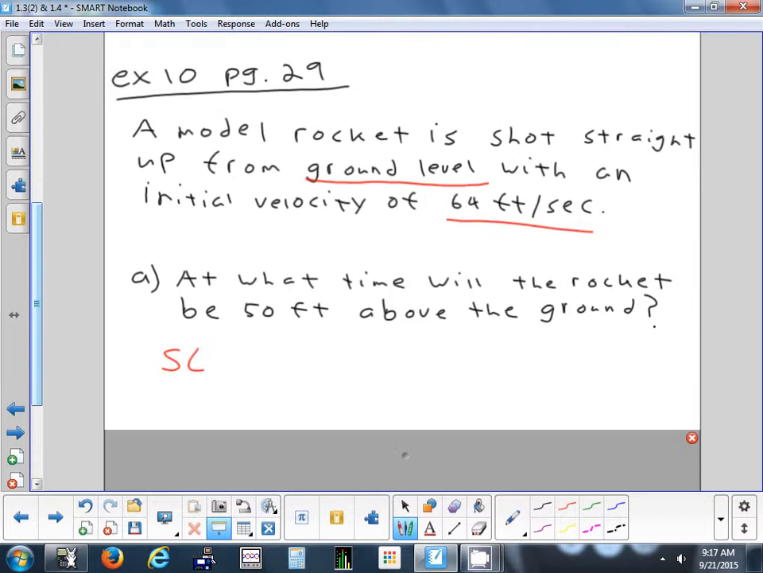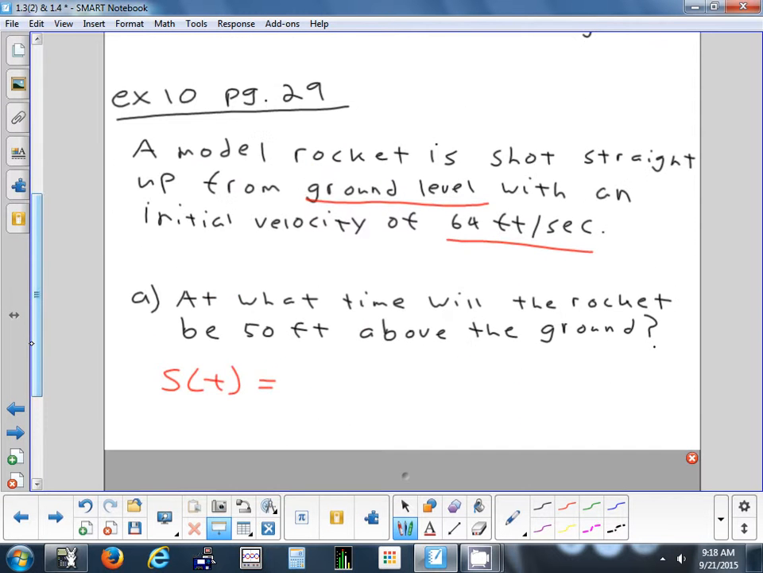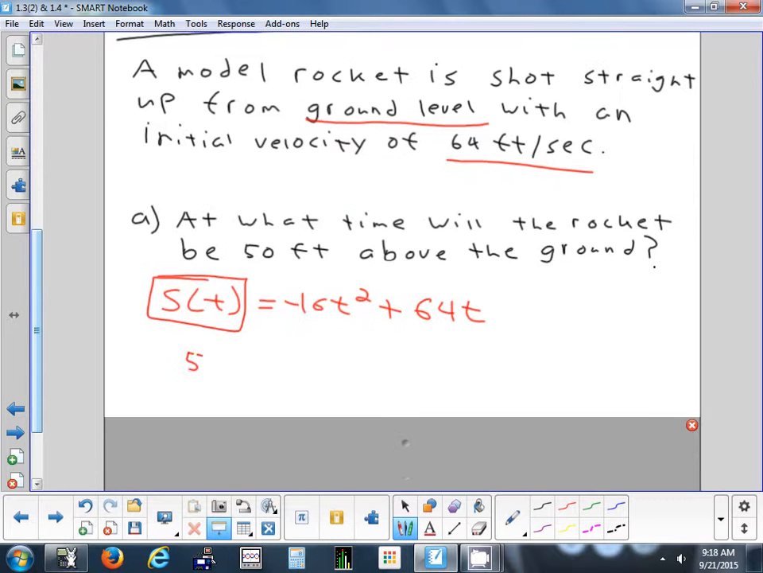All right, so our height equals negative 16t squared plus v sub 0 t. What's my initial speed in this problem? 64. Yep, 64. And normally I'd put plus initial height, but there's no initial height here. Okay, so that's it. That's your equation. This is our height off the ground. Okay, we want to know when this object is going to be how high? 50. So I'm just going to fill 50 in.